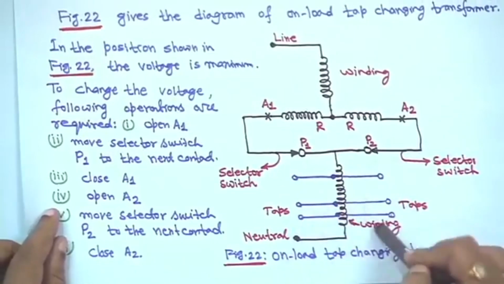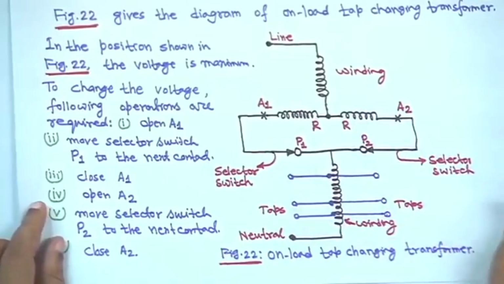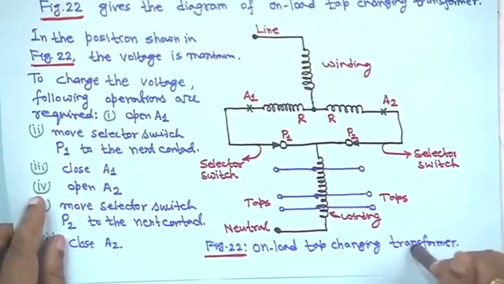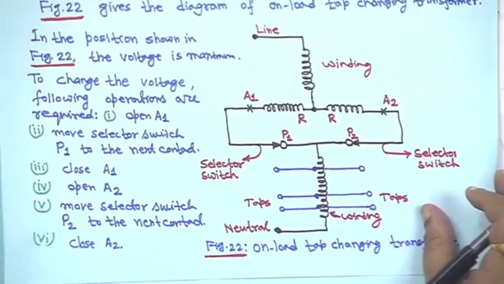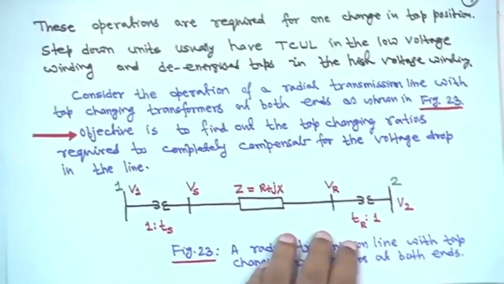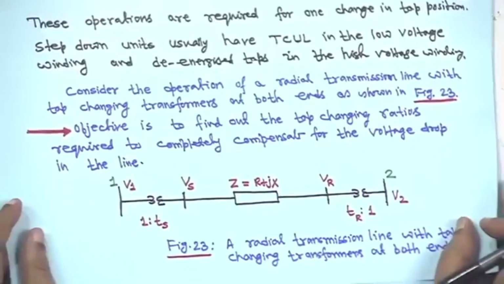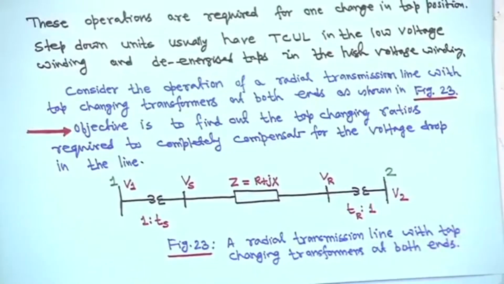So, these are the tap settings, and this is the winding, this is the winding, right, and this is selector switch, this is selector switch. So, this is actually the on load tap changing transformer schematic diagram, right. For this course, only this understanding is needed, that is how it actually operates, right. Next, these operations are required for one change in tap position, right. So, step down units usually have TCL in the low voltage winding, that is on the low voltage side, and the de-energized taps on the high voltage side.